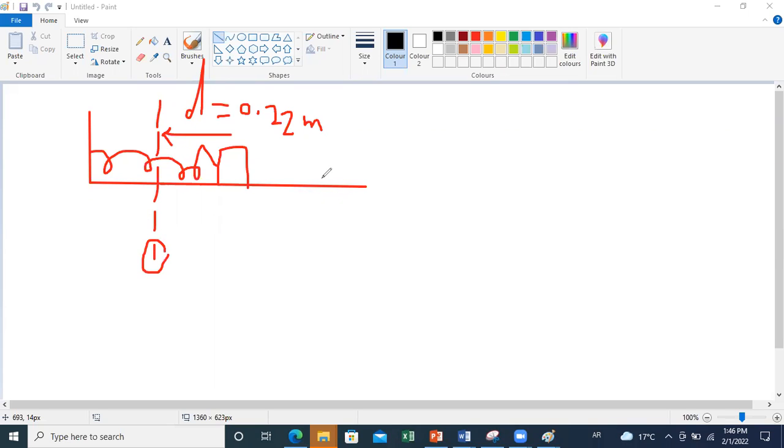Then this block will move on the surface, and then it will move on an inclined surface that is upward, like this. They told me that this is a frictionless surface. All surfaces are smooth, and the incline is characterized by a slope of 37 degrees. So this is 37. I want to find the speed of the block as it slides along the horizontal surface after having left the spring. So we need to compute the velocity just when leaving the spring.